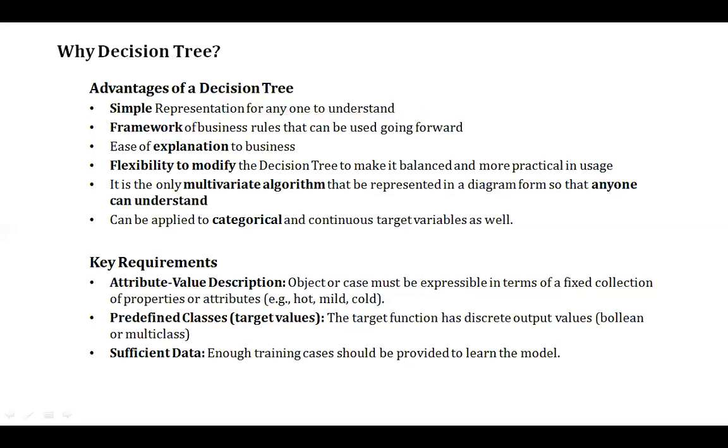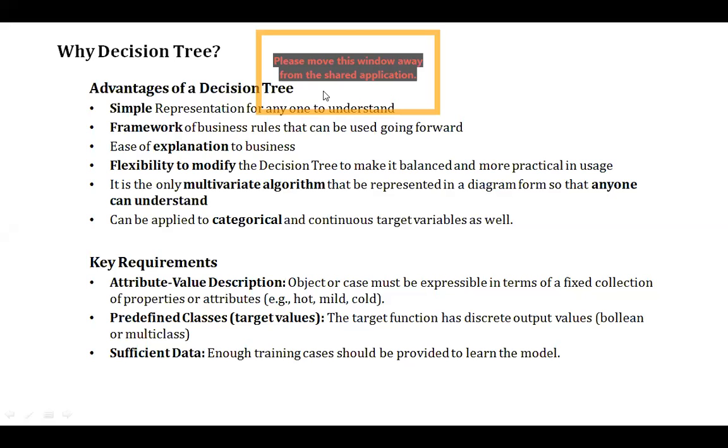So what are the advantages? Why do we need a decision tree? There are some valid points for the advantages of the decision tree. The decision tree is a simple representation, and it can be easily understood. And the framework: we have to create a model, and that model should be created based upon the input as well as the output. So we have to create a framework.